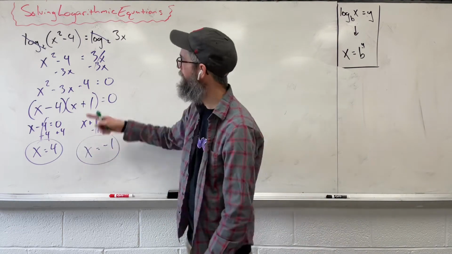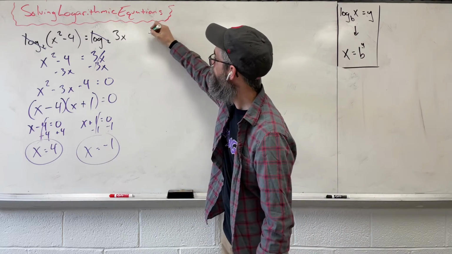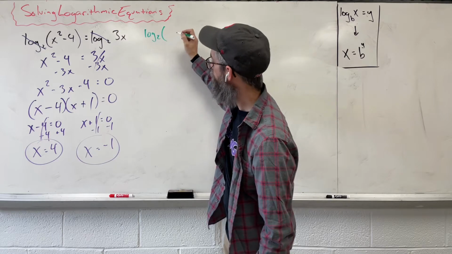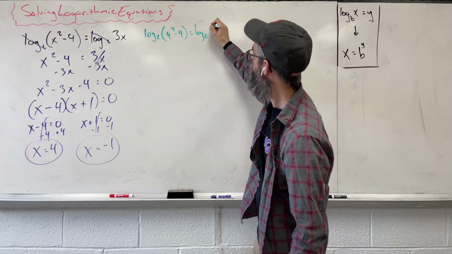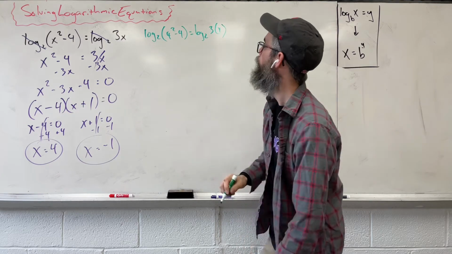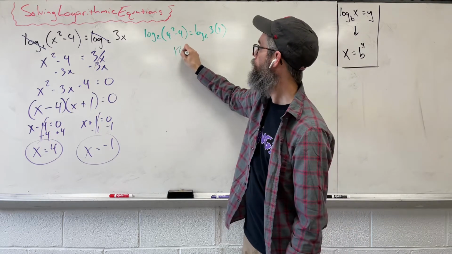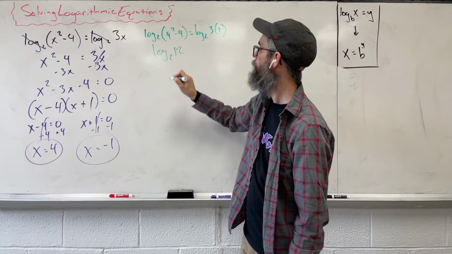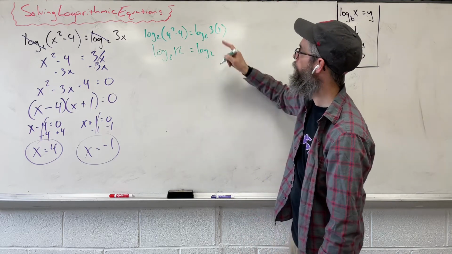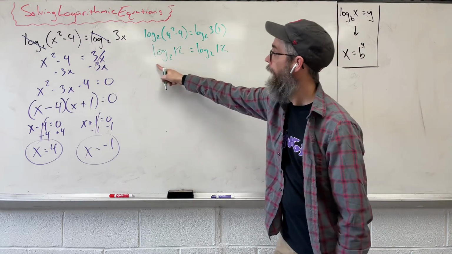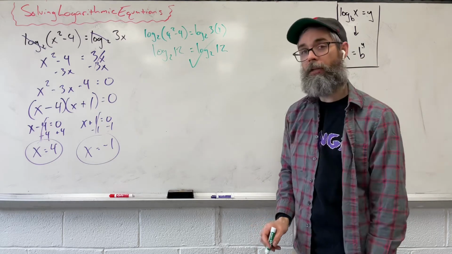So I want to take both of these and plug them back into the original problem. I'm going to say log base 2 of 4 squared minus 4 equals log base 2 of 3 times 4. 4 times 4 is 16, 16 minus 4 is 12. Log base 2 of 12 equals log base 2 of 3 times 4, which gives us 12. Left side, right side look exactly the same. I like this. I can do that.